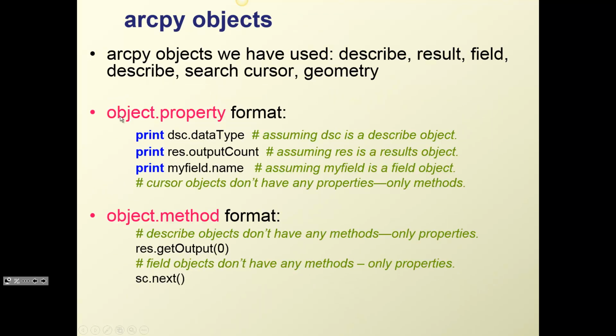In ArcPy, you've seen this object.property format, and you've also seen the object.method format. If it's a function, we call it a method, what you're doing after the dot. Describe object, we have the data type. For the results object, we have an object count. For the field objects, what returns a list of field objects? ArcPy.ListFields. Yeah. Field objects have name, type, properties. So I'm differentiating between property and method, but really when you look at the syntax, the big difference is that for the method you're using parentheses, and for the property you don't.